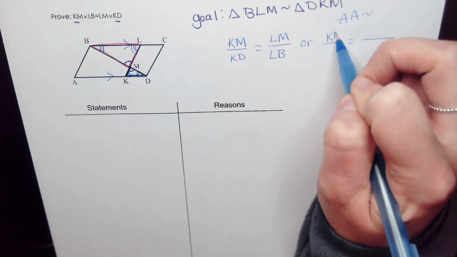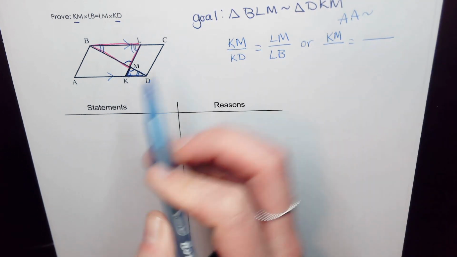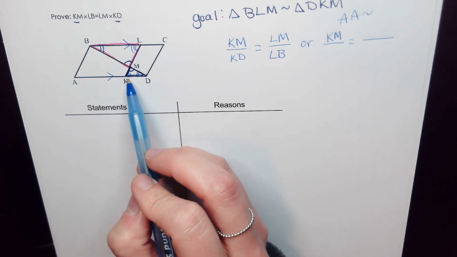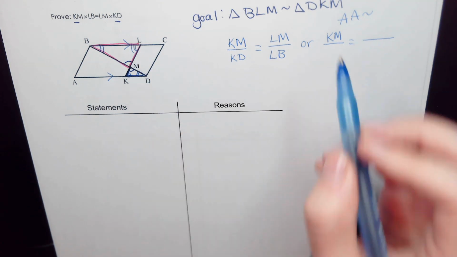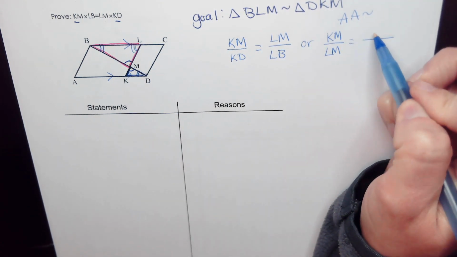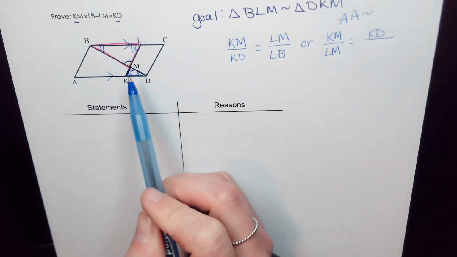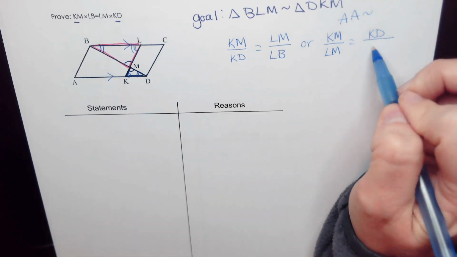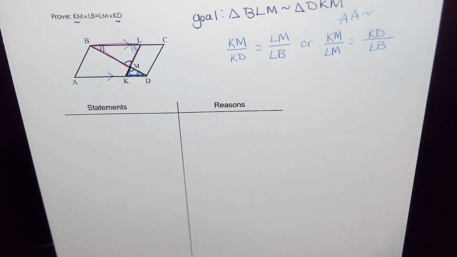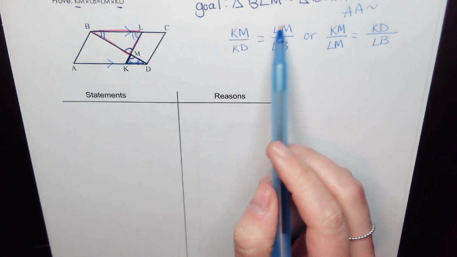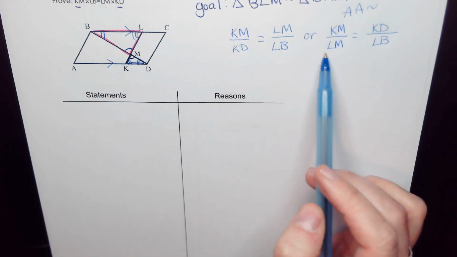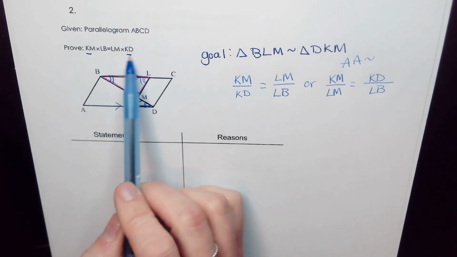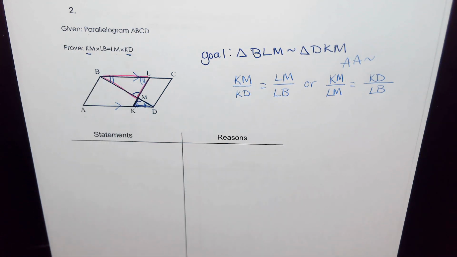you could write it as KM over, so KM will correspond to, that's between the 3 marks and the 1 mark, so that would correspond to LM. And then KD, which is over here, between the 2 and the 3, would correspond to LB between the 2 and the 3. So either one of those would work, meaning if I cross multiply these, they would give me this product right here, this equation.